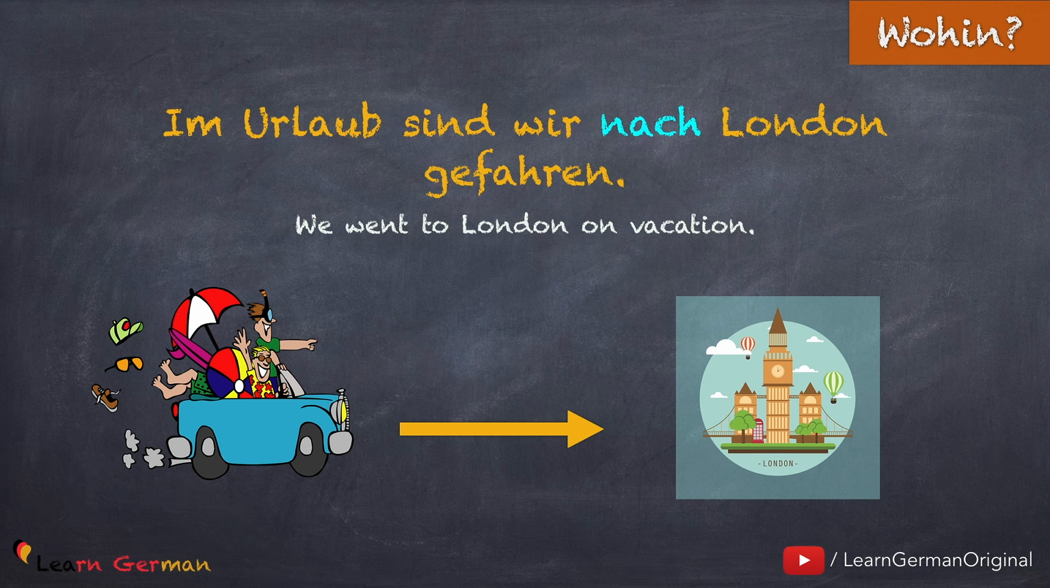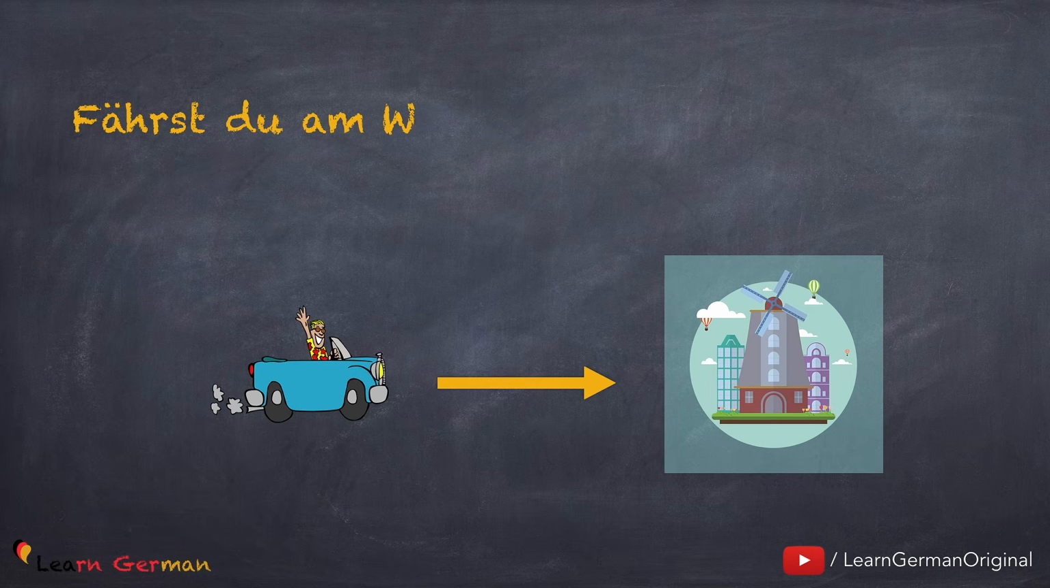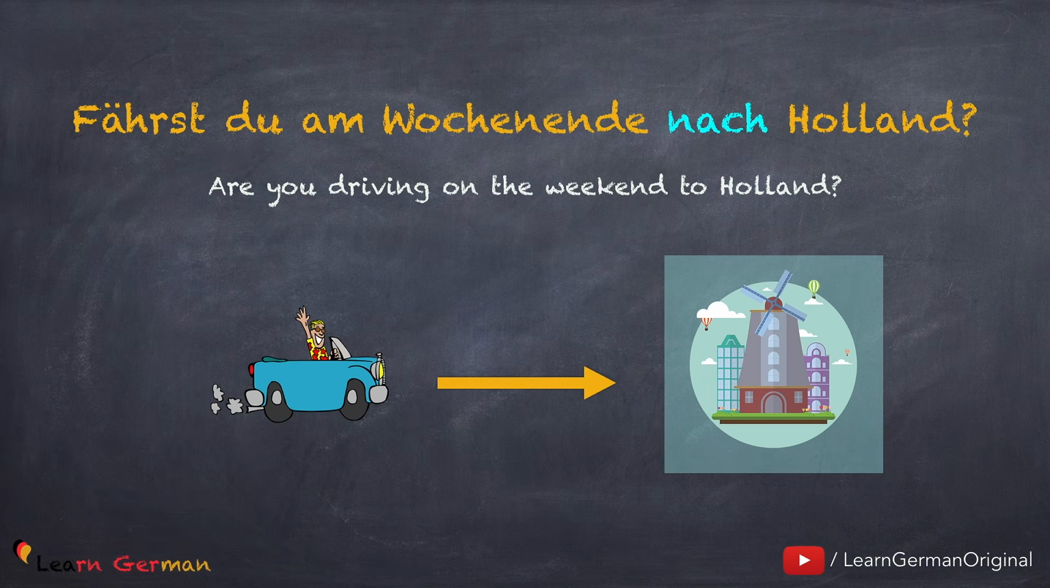Whenever you're talking about moving from one place to another, you always ask yourself, wohin? And since it's a city, you will use the preposition nach. Similarly, in the next one, fährst du am Wochenende nach Holland? Since Holland is a country and we are talking about wohin, you have to use the preposition nach.